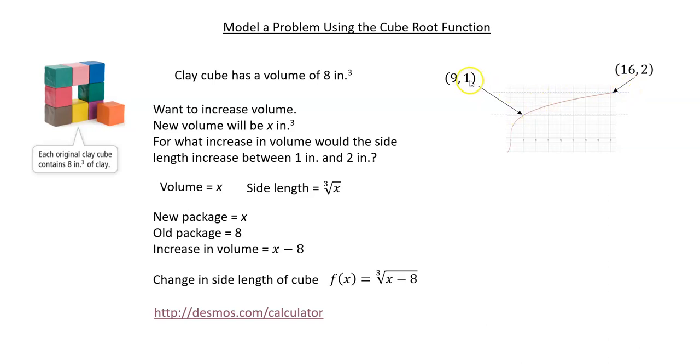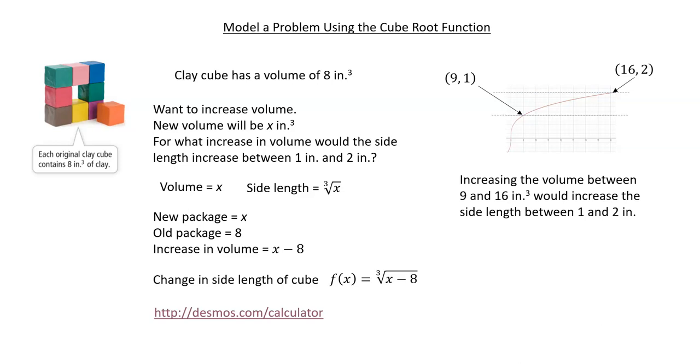So between those y values, 1 and 2, we have volumes that are going from 9 to 16. So increasing the volume between 9 and 16 cubic inches would increase the side length between 1 and 2 inches.